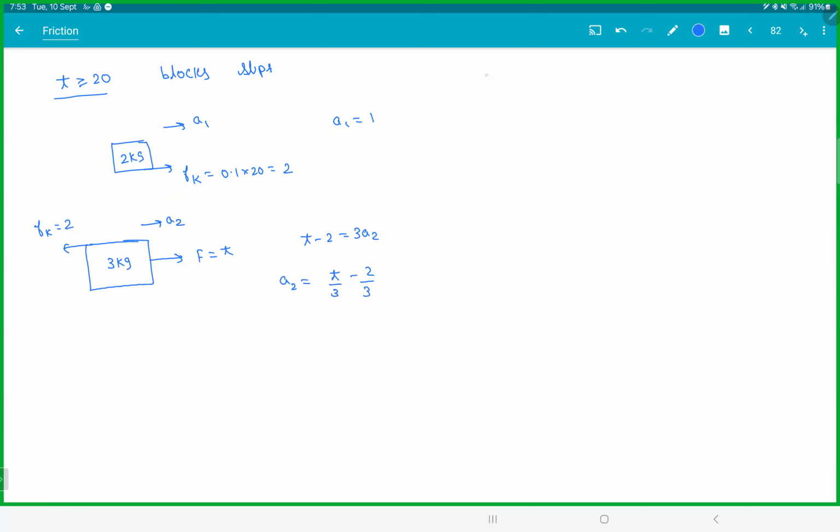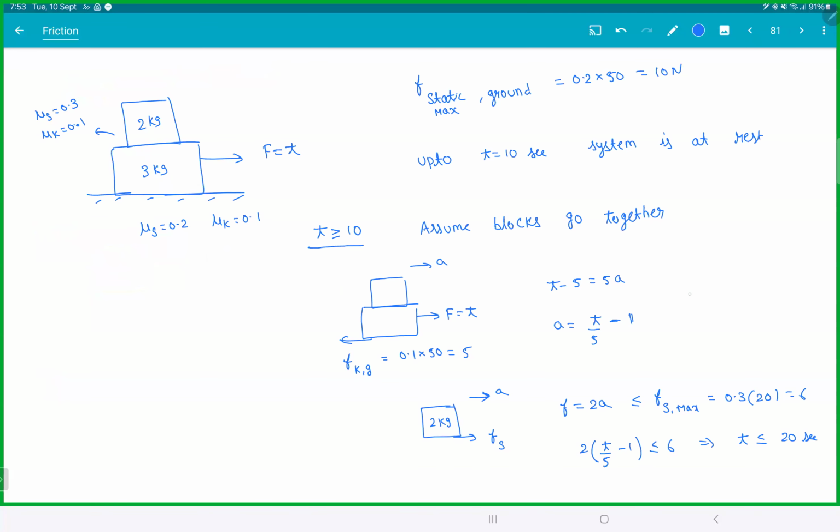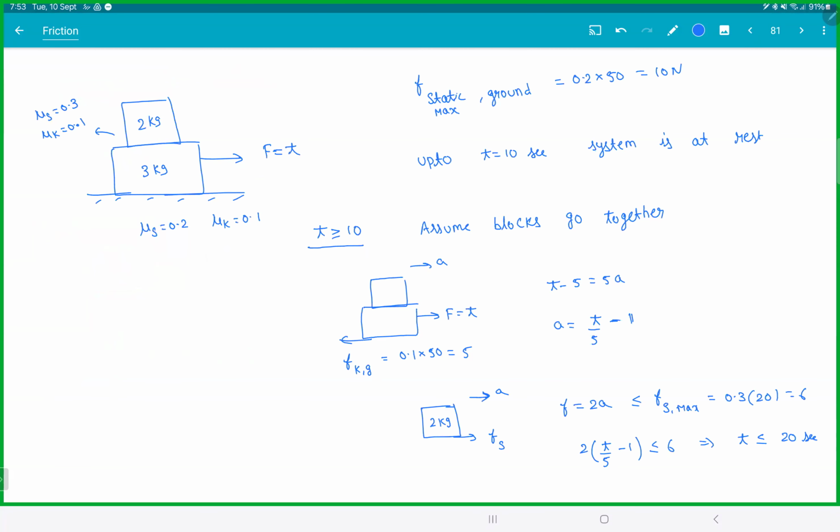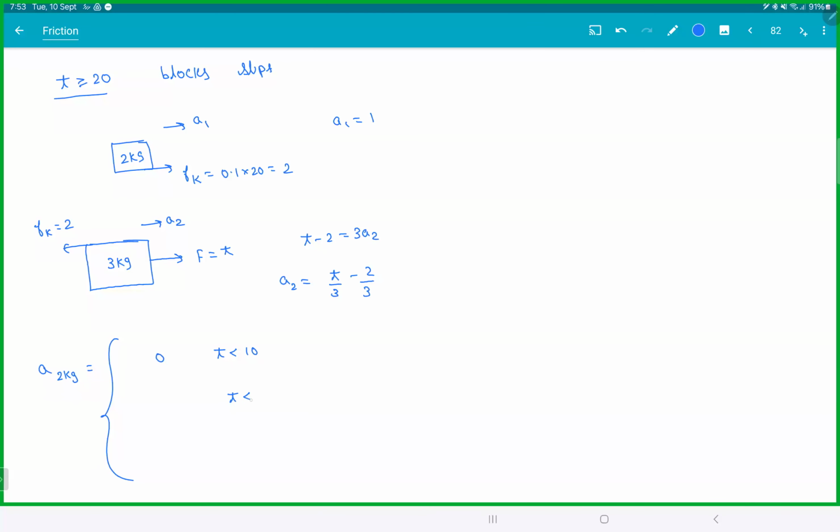Now, if you look at the accelerations, A1, I'll write down here. So for the 2 kg block, this is the acceleration. Initially, it is 0 for T less than 10 seconds. Be careful now. Something is going to happen now. And between T 10 to 20, acceleration is T by 5 minus 1.